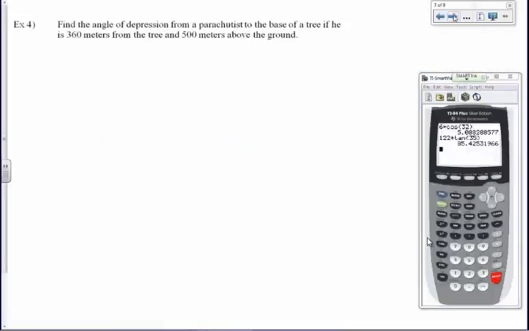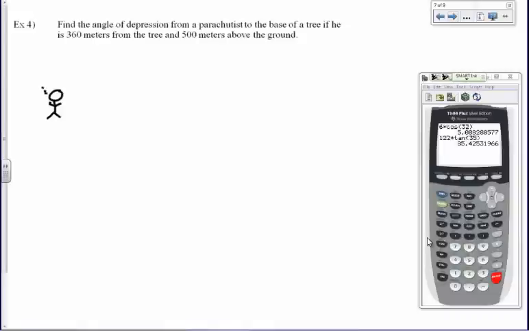In example 4, we're trying to find an angle of depression from a parachutist to the base of a tree if he is 360 meters from the tree and 500 meters above the ground. Once again, draw a picture. So, here's my little man. Hi, little man. Hi, everybody.